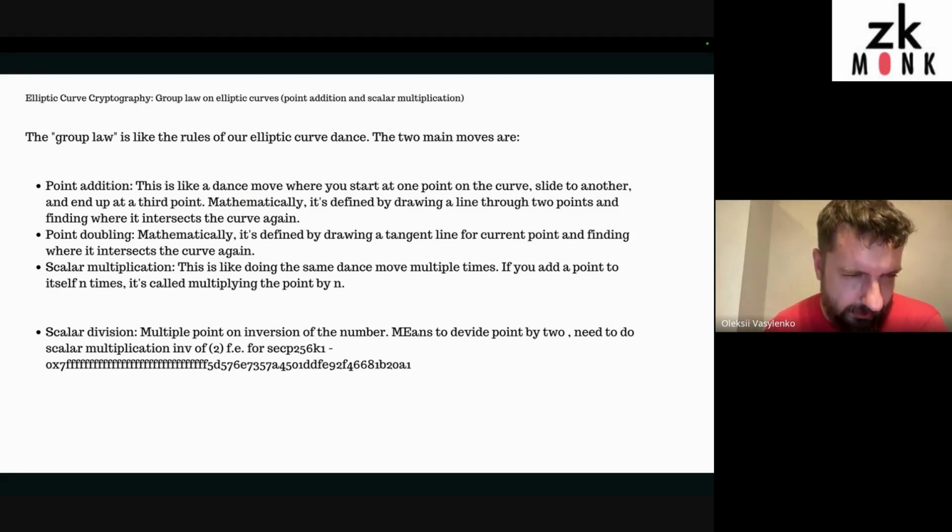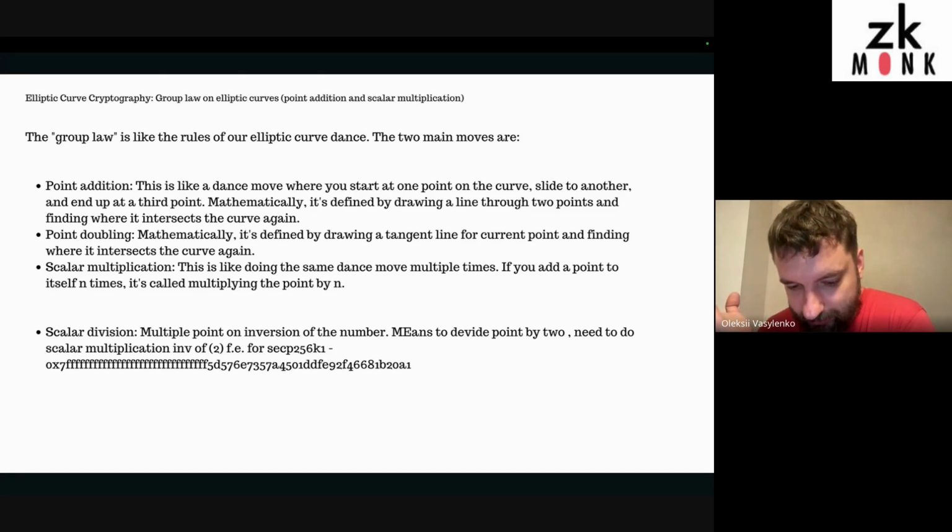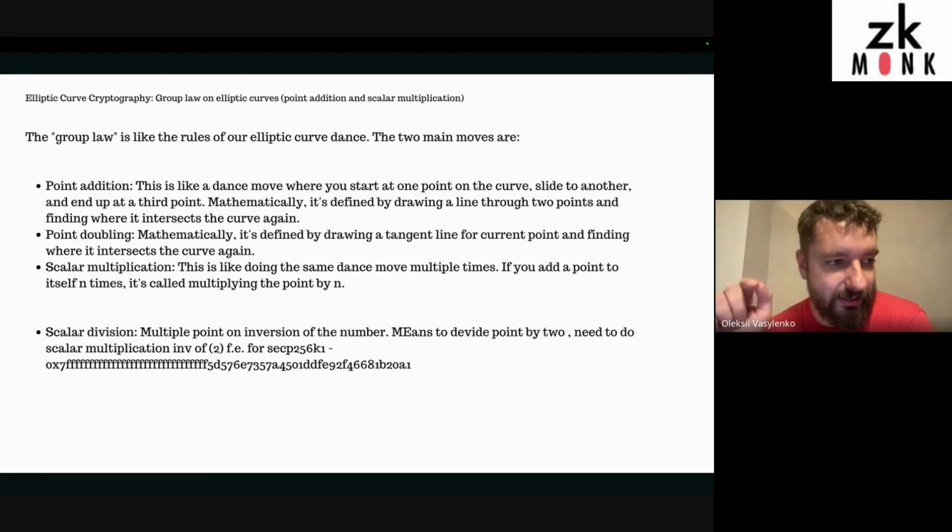There are 2 operations on elliptic curve, and 2 addition operations. First is point addition. You have 2 points, you draw a line between them, and the line continues until it intersects a third point which lies on this elliptic curve. Point doubling is the same idea, but as you don't have any other point, you use the tangent line to the current point and current curve angle. When you have the tangent line, you imagine you draw it or you calculate it until it intersects another point which corresponds to the elliptic curve equation.